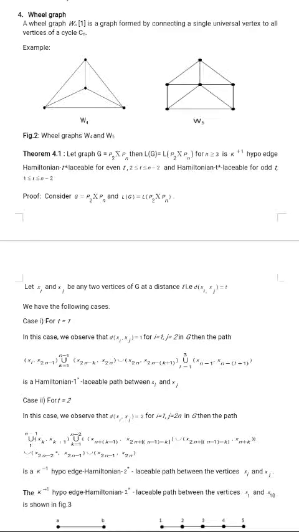Okay, in order to prove this, first we consider a graph G, which is P2 cross Pn, and we construct a line graph of that, L of P2 cross Pn, and we identify 2 vertices. Let xi and xj be 2 arbitrary vertices in the graph such that their distance is equal to t. Now we have the following cases. Suppose their distance is equal to 1. Then we have the following path. This path is a Hamiltonian 1 star laceable path.